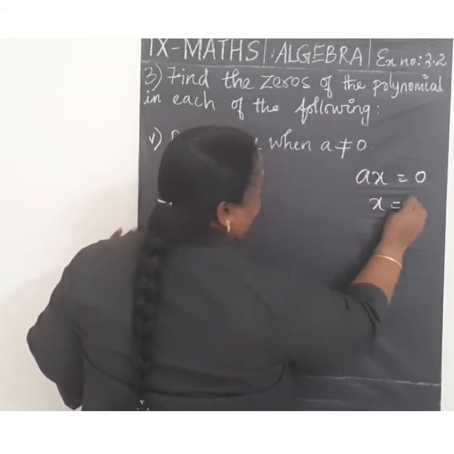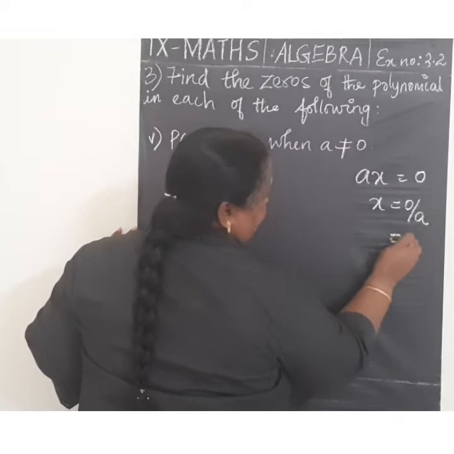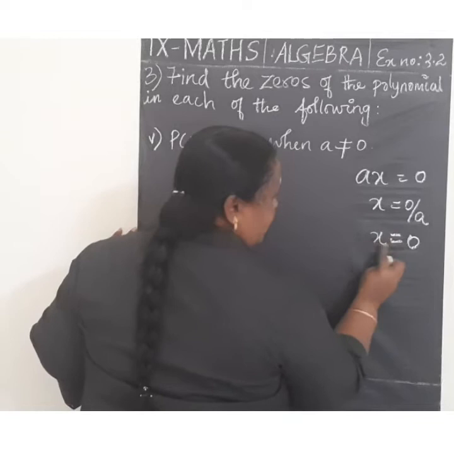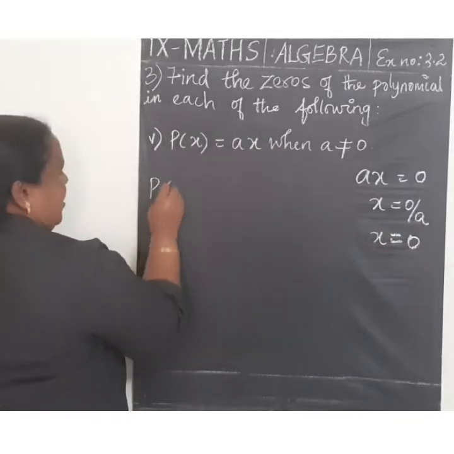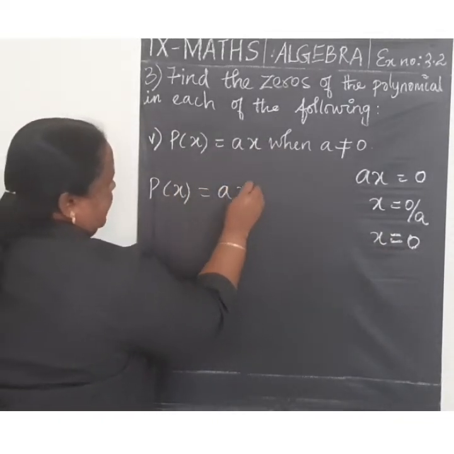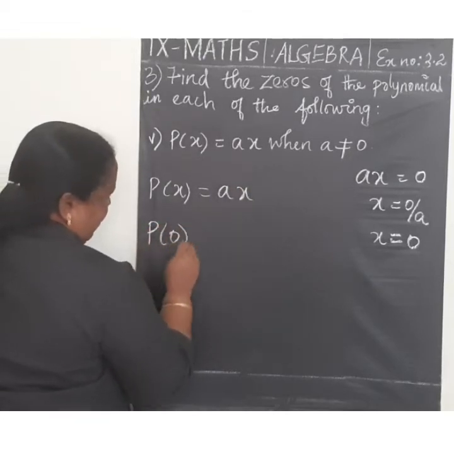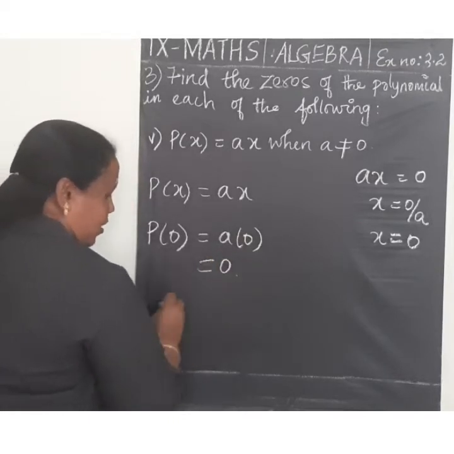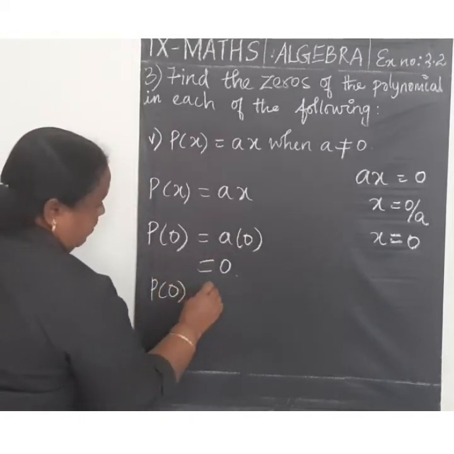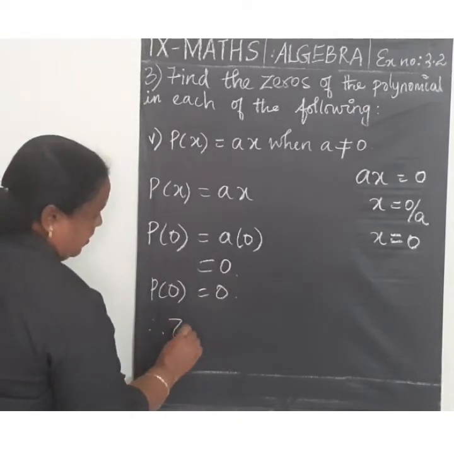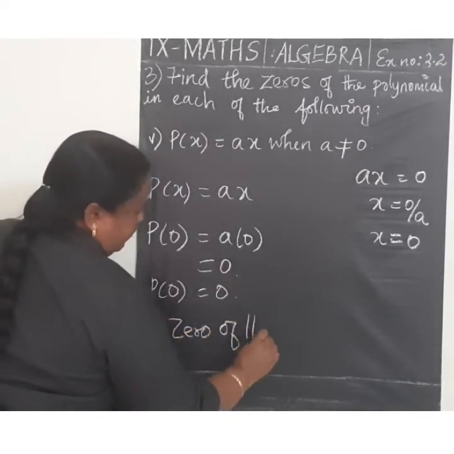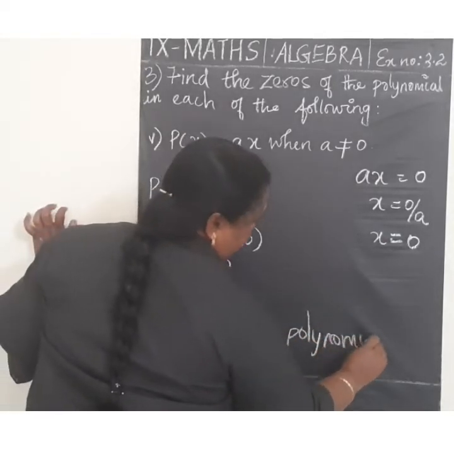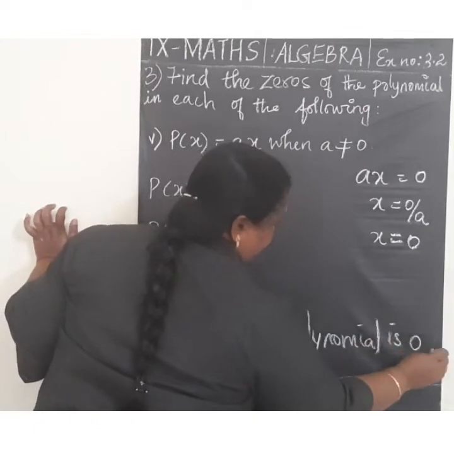x is equal to 0 by a. Anything by a, 0 by anything is equal to 0. So x is equal to 0 and we have to substitute it. So P of x is equal to ax. So P of 0 is equal to a into 0 equal to 0. So P of 0 is equal to 0. Therefore, the zero of the polynomial is 0.